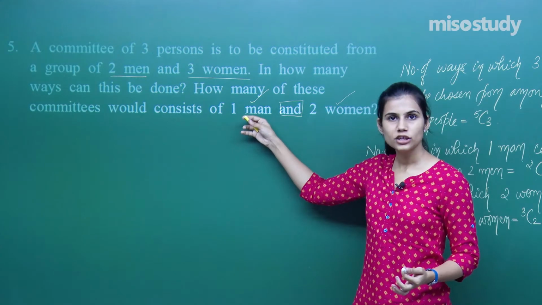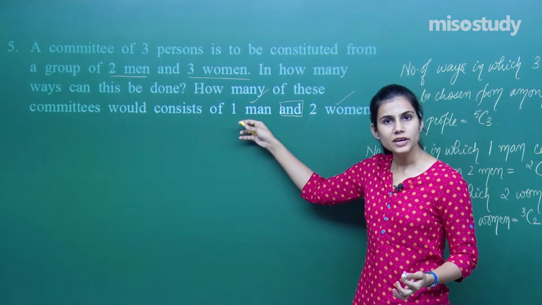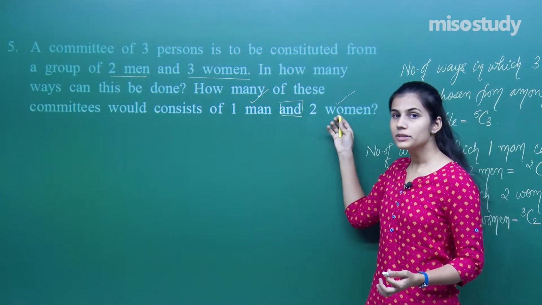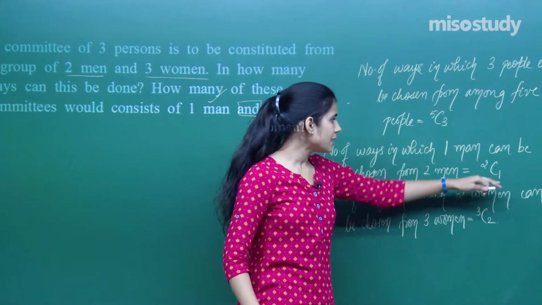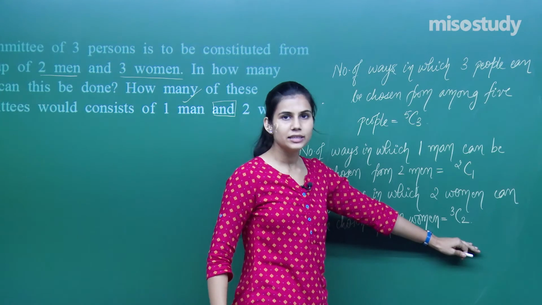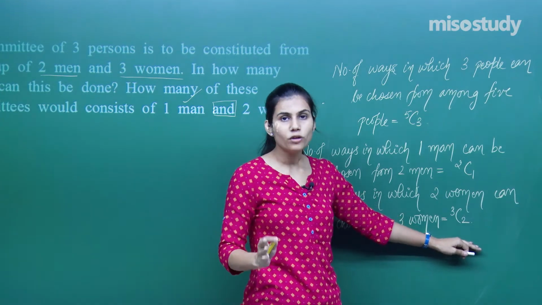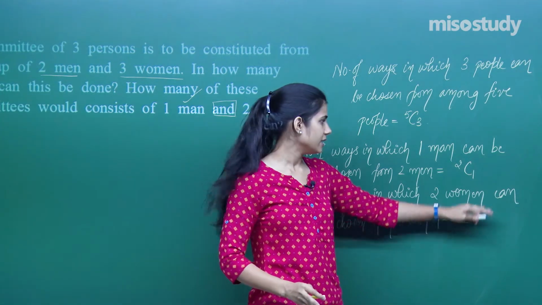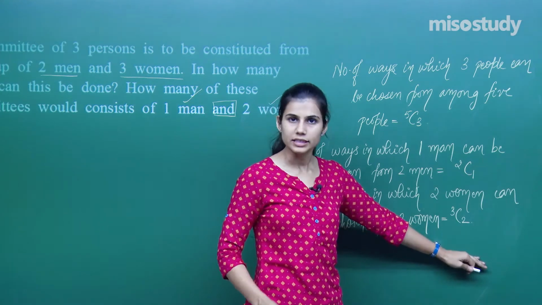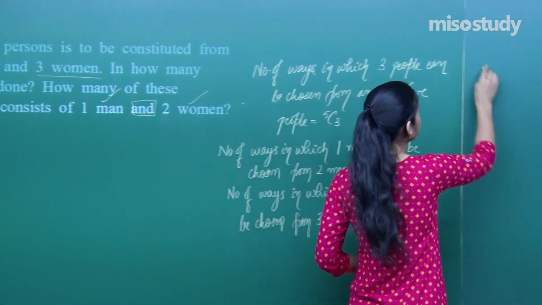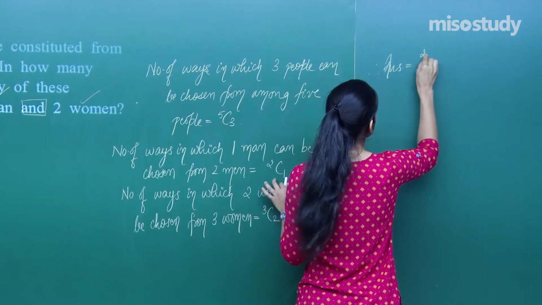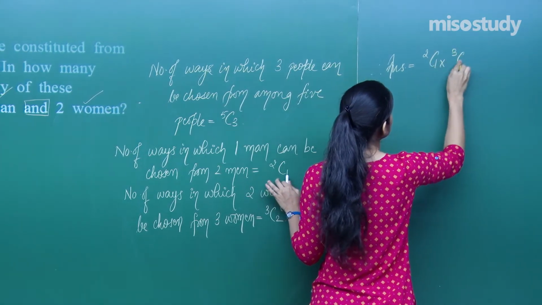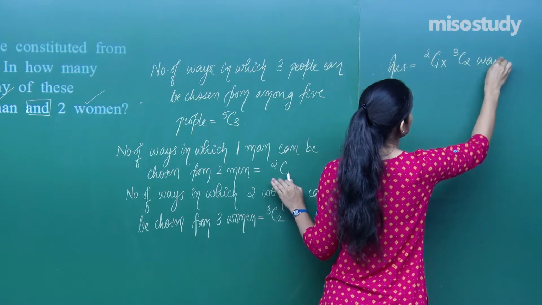The first job is to select 1 man out of the available 2 men, and the second job is to select 2 women out of the available 3 women. That means job 1 can be done in these many ways, job 2 can be done in these many ways. So both the jobs, one after the other, can be done in this into this, these many ways. Therefore, the answer to the second question is 2C1 into 3C2 ways.